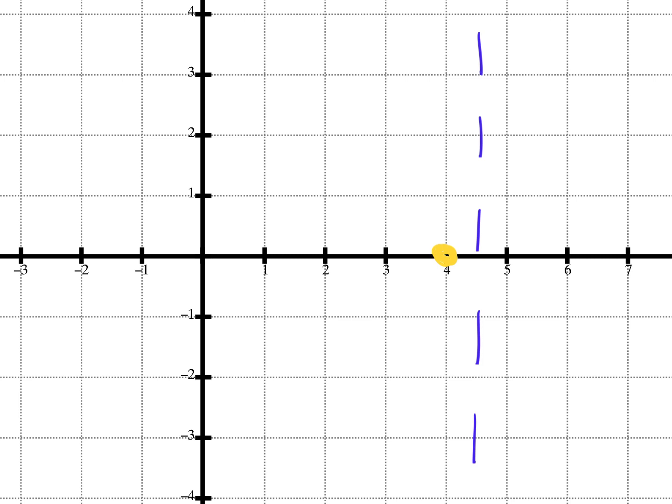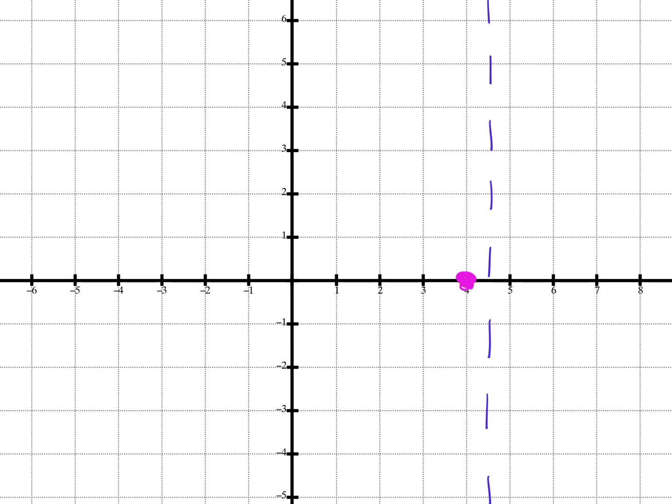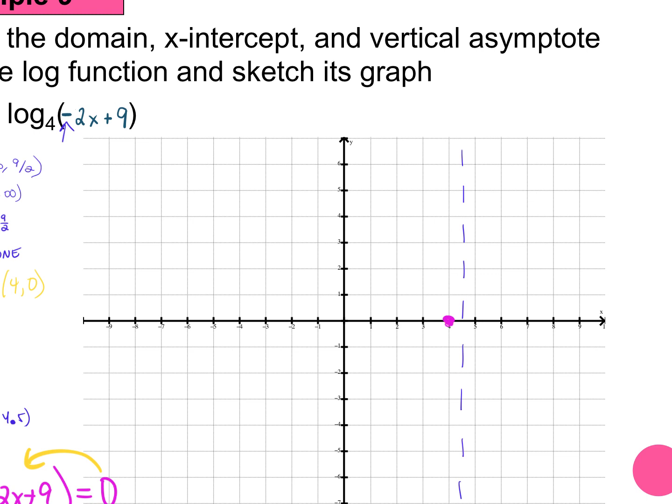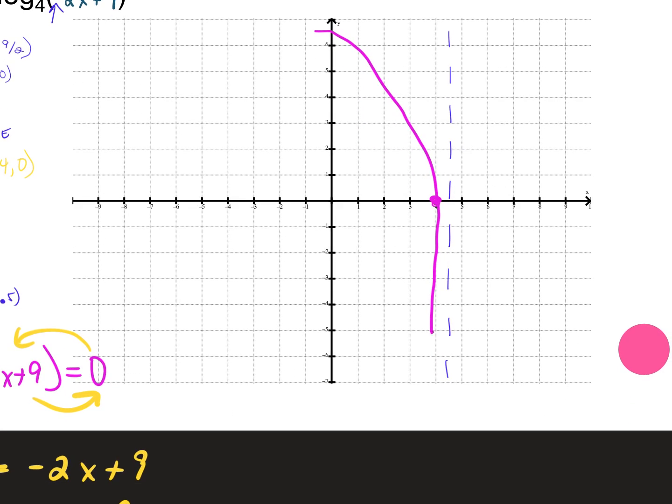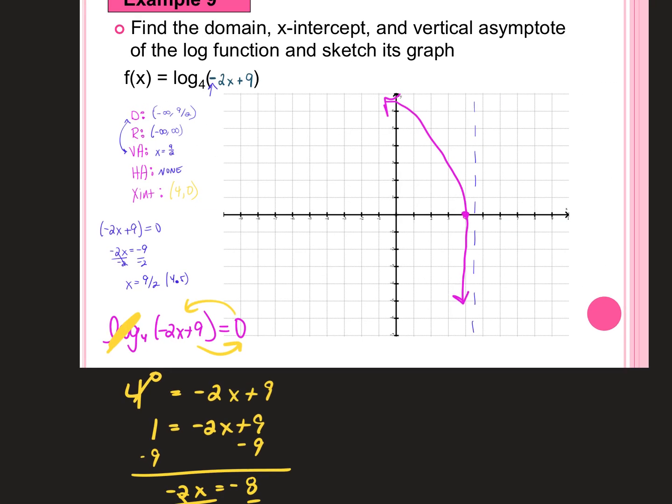Now, does it make sense with what we found our domain to be that my vertical asymptote is at 9 over 2 and my x-intercept is to the left of it? It sure does. So how am I going to draw this? You just get a nice little curvy thing right here. Get close to the vertical asymptote, I'm sorry. Just don't touch it.